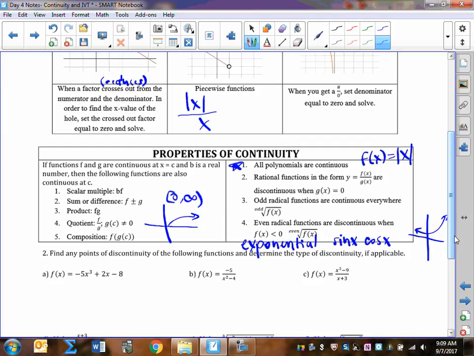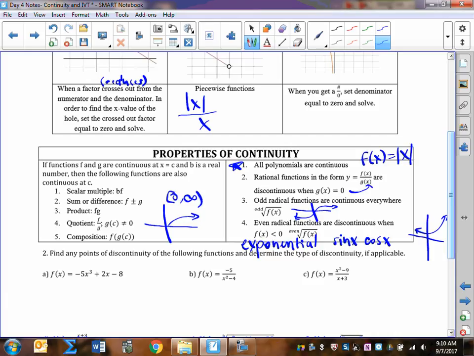Odd radical functions are continuous everywhere. If you think of your cube root curve, that's continuous everywhere as well. That's any odd root function, like fifth root, seventh root, cube root. And then rational functions are that other big issue we can have with continuity, where it is discontinuous when our denominator equals 0.